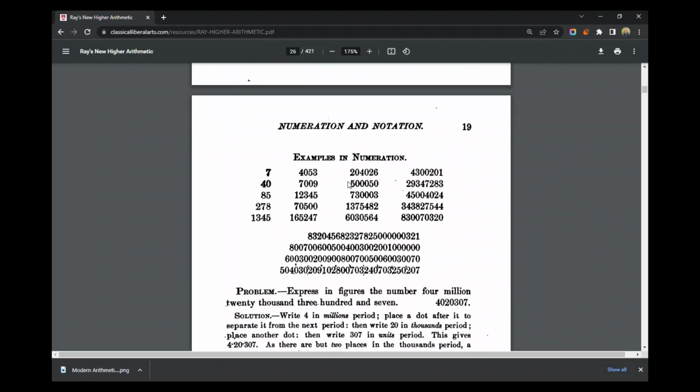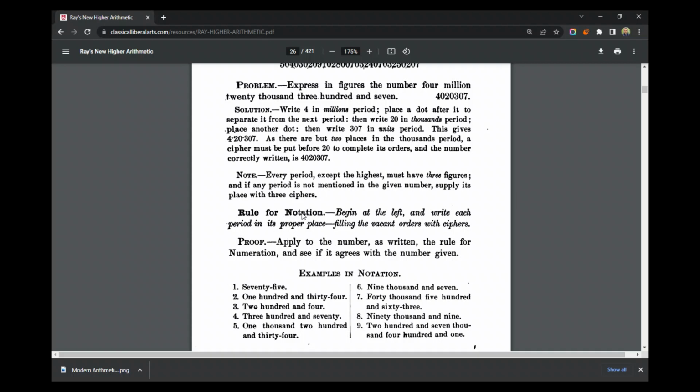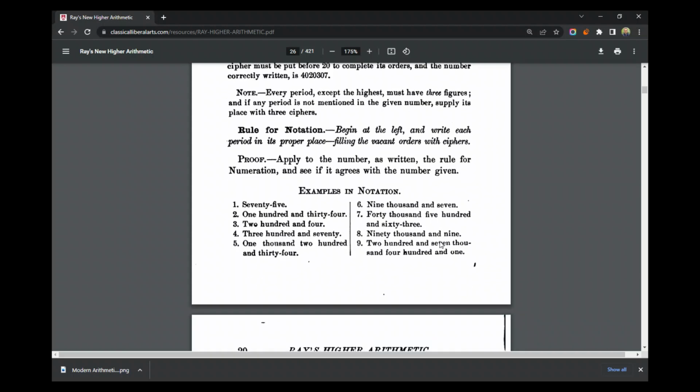Okay, moving on, and you have a bunch of examples here which you can work on in your exercises. We'll move past that here and get down to a rule for notation. Remember that notation is the method for writing Arabic numerals. Notation is the method of writing numbers. The rule for notation is to begin at the left, write each period in its proper place, filling the vacant orders with ciphers. So knowing the name of the number, when we have to write that number using figures, we start at the left, write each period in its proper place, and fill any vacant orders with zeros. That's the rule for notation. And then you see examples in notation, which you're to work through in your exercises. Okay, but there's the rule for notation.